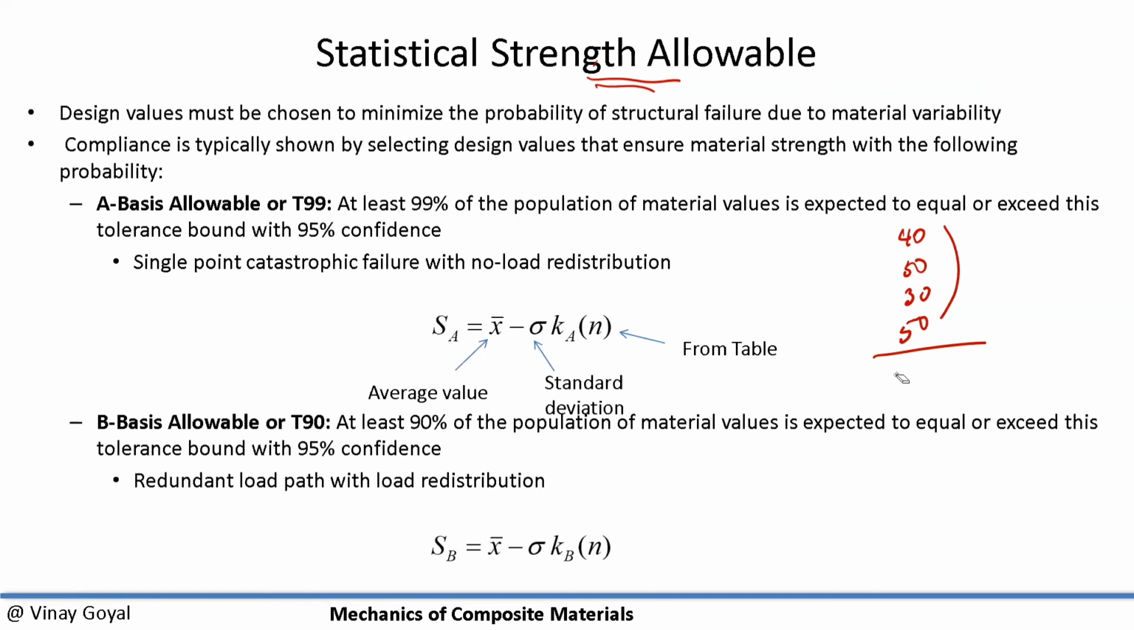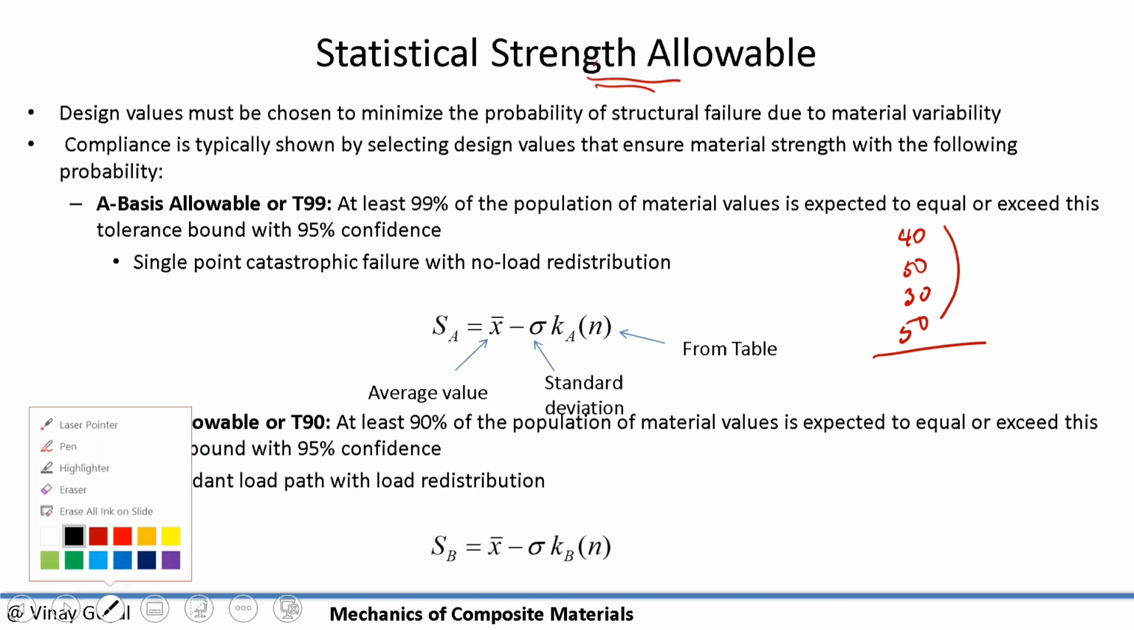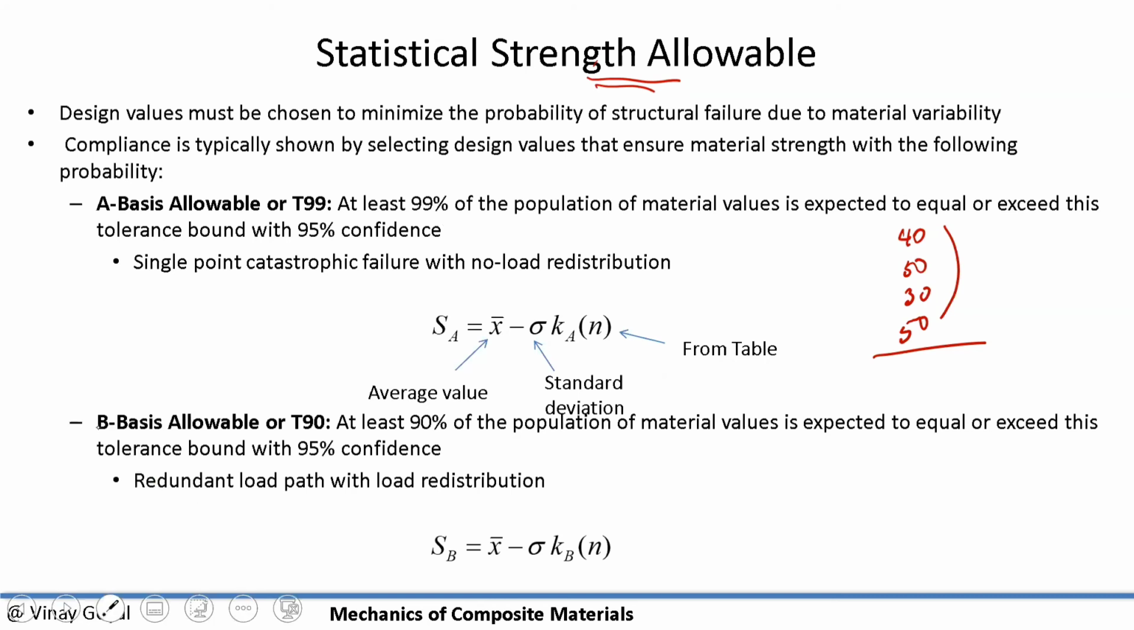I want to design to a minimum statistical value. So I use statistics instead, and the statistics are going to help me design a structure. You can see I use A basis allowable at 99% population, and I'm going to do it with 95% confidence. This A basis is used for single point catastrophic failure with no load redistribution. I know the average of this data set. I know the standard deviation of this data set.